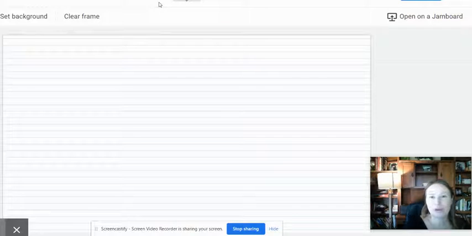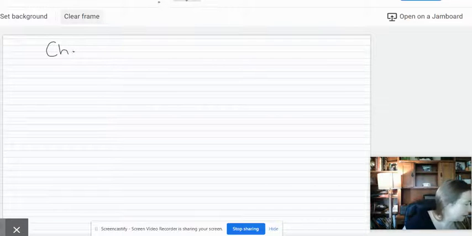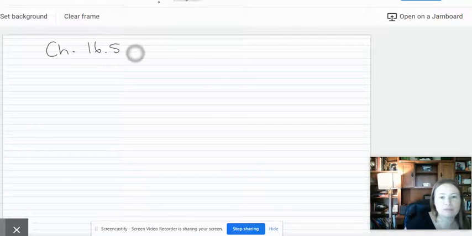Hi guys, I'm going to go over Chapter 16, Section 5, which is the autoionization of water and pH. And these notes are going to be handwritten, so you can handwrite them if you choose to. Writing them down is going to help you remember them, so I would do that if I were you.